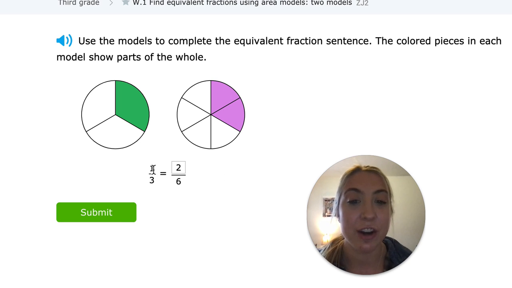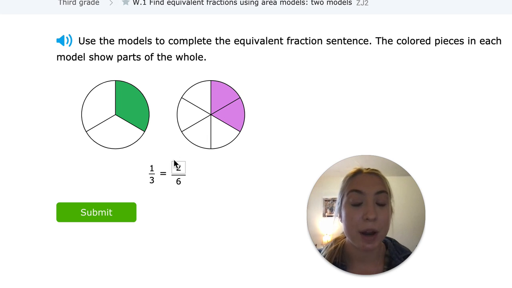I can start here. If I say 3 times 2 gives me 6, all right? And then 1 times 2 gives me 2. I can use multiplication and division to check my answers. So we're going to get into this more during the next 2 weeks. But today we're just going to be finding the equivalent fraction using area models.